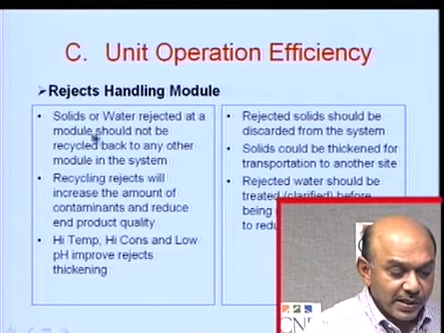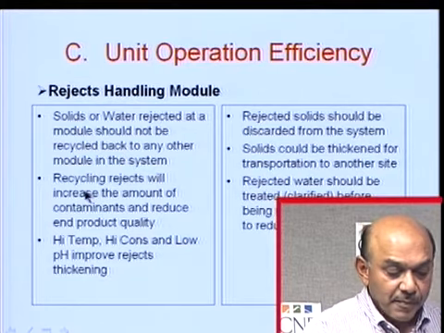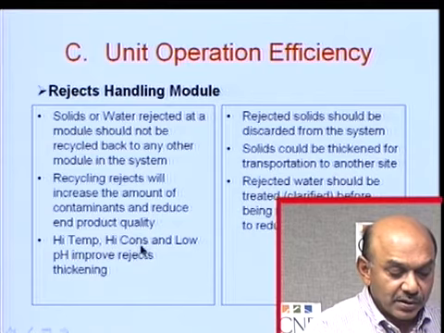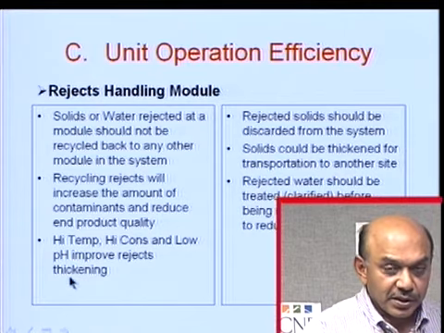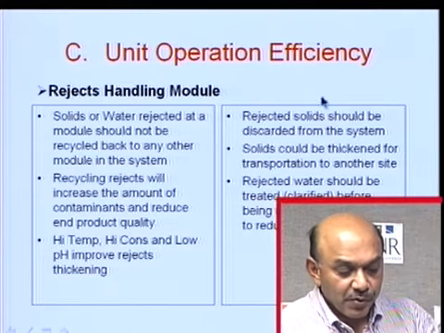Solids or water rejected at a module should not be recycled back to any other module in the system. Recycling rejects will increase the amount of contamination and reduce end product quality. We've seen that example before. High temperature, high consistency and low pH improve rejects thickening. It depends on how you remove them, and we'll talk about those just a little bit more.